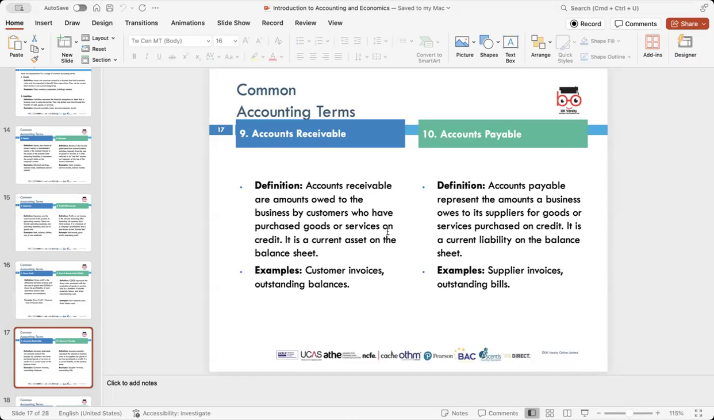Accounts payable represents the amount a business owes to suppliers for goods or services purchased on credit. It is classified as a current liability on the balance sheet as it must be settled within a short period. Major examples are suppliers' invoices, outstanding bills.